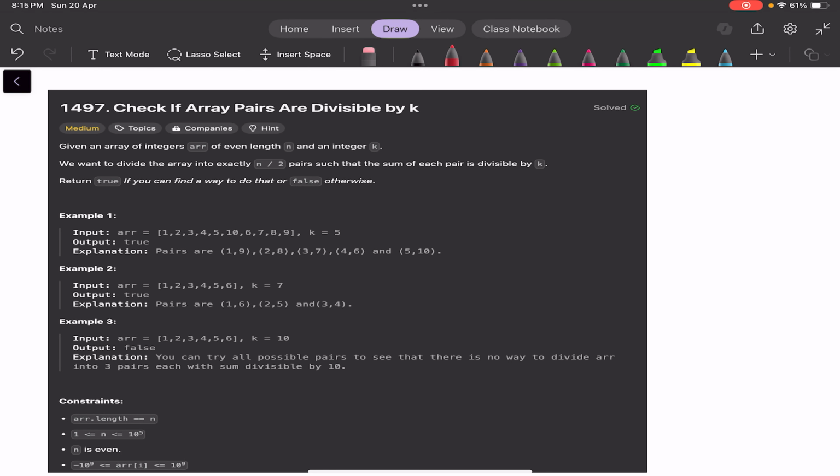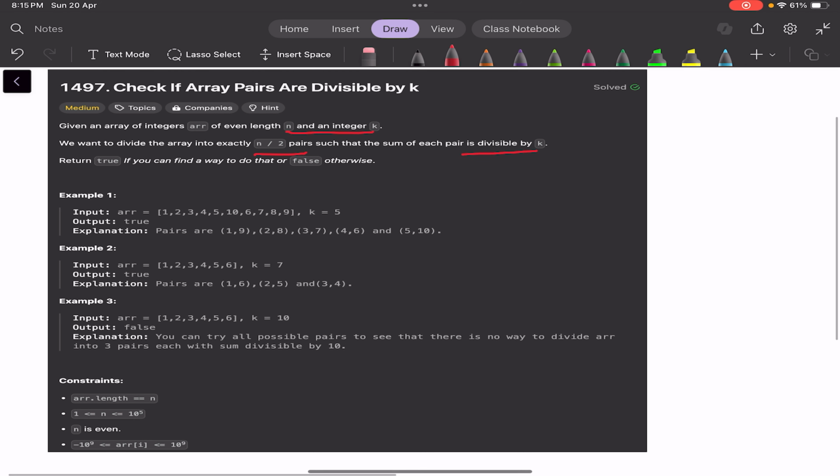LeetCode problem 1497. Check if the array pairs are divisible by k. So the problem states, given an array of integers of length n and an integer k, we want to divide the array into exactly n by 2 pairs such that the sum of each pair is divisible by k. Return true if you can find a way to do that, or false otherwise.